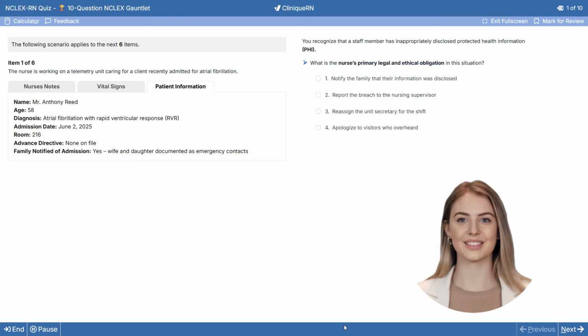All right, now that we've covered the various data points, let's have a look at the question. You recognize that a staff member has inappropriately disclosed protected health information. What is the nurse's primary legal and ethical obligation in this situation? 1. Notify the family that their information was disclosed. 2. Report the breach to the nursing supervisor. 3. Reassign the unit secretary for the shift. 4. Apologize to visitors who overheard. What's your answer?